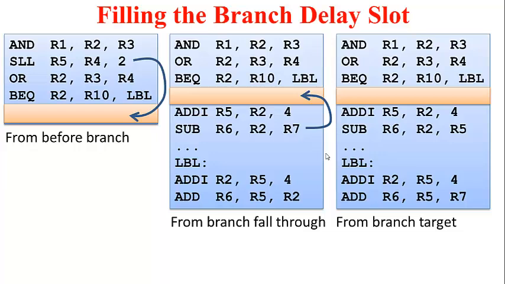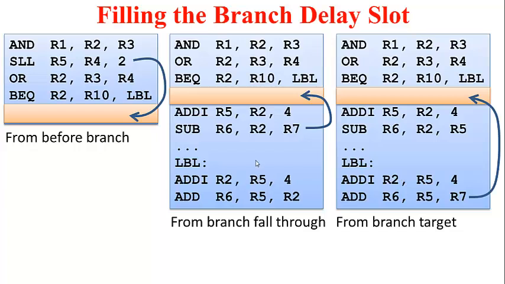Now look at this example and determine which instruction from the branch target can potentially be used to fill the branch delay slot. If you analyze, you will find that this add-i instruction cannot be used to fill the branch delay slot because it would then result in this add-i instruction using the wrong value of R2, suppose the branch were not taken. However, using this add instruction to fill the branch delay slot has no such problem. So you can indeed fill the branch delay slot with this add instruction.